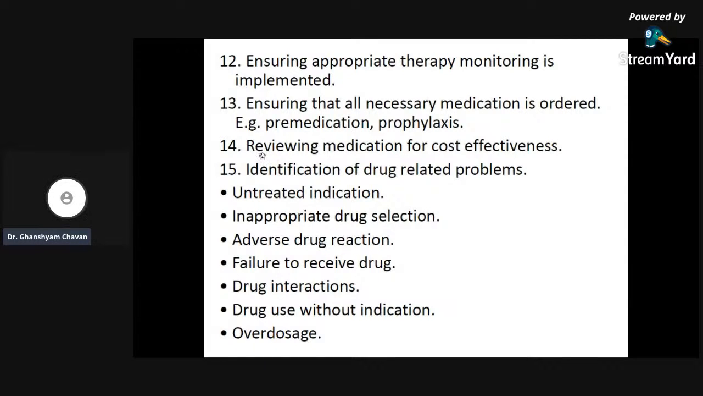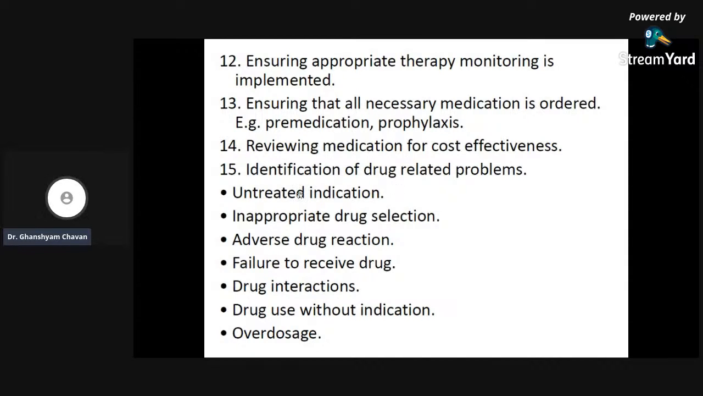Next is reviewing medication for cost effectiveness. It is also another way of pharmacoeconomics. We should also review the drugs, so that we do not go for a drug only because of its brand, but we should also check if a better, cheaper alternative is available for the same molecule. We should go with that, because what we want is the results. We don't want a brand. If you are having a good drug and it has less cost, why don't you choose that drug? You should choose that drug also.